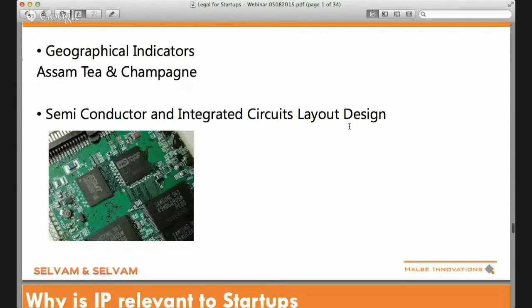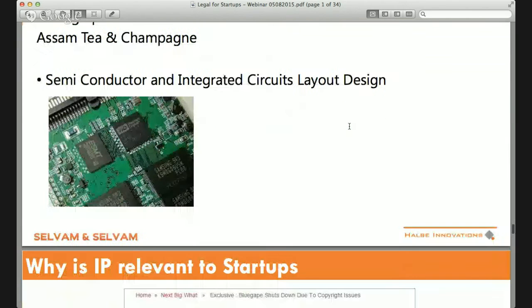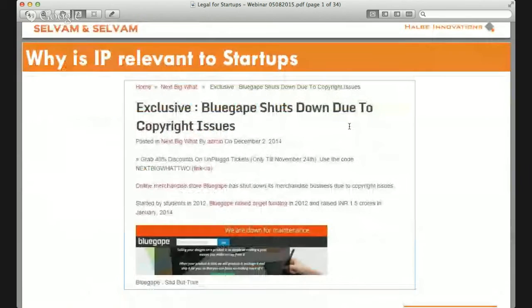Right, so that sort of just sums up the streams of intellectual property we have. That is trademarks, copyrights, patents, designs, trade secrets, GI or geographical indicators, and semiconductor and integrated circuits layout design. So the next question is, why is IP relevant to startups?